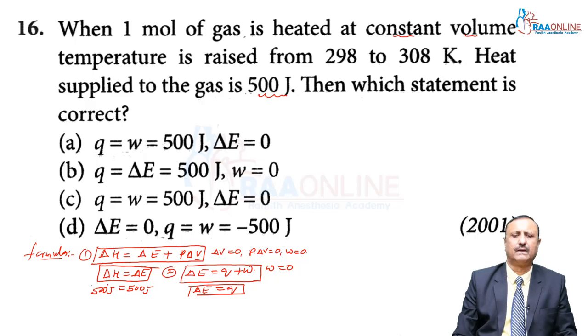So delta E is equal to 500 Joule and delta H is equal to 500 Joule, you can see here. So my dear students, for question number 16, the answer is B, because here delta E is equal to 500 Joule, W is equal to 0, and Q is equal to delta E. So by the use of the 1 and 2 formulas, we can get the conditions. This question is also asked in the 2001 NEET exam, my dear students.